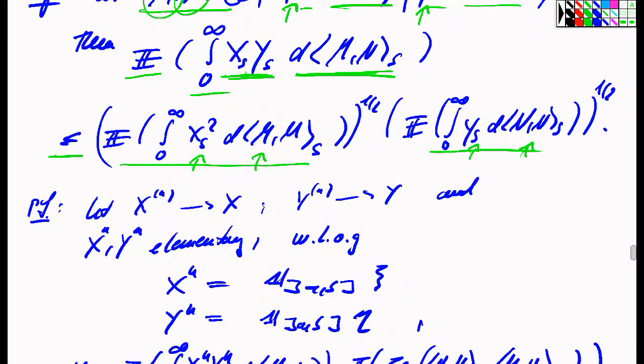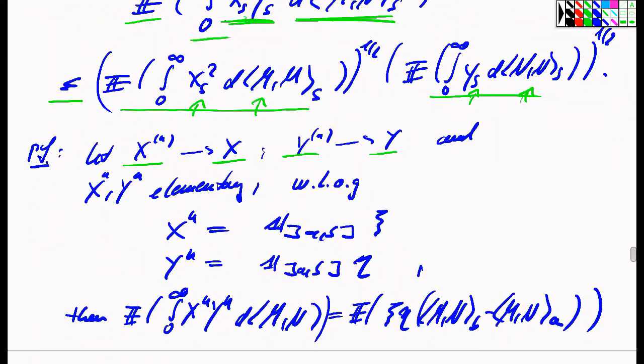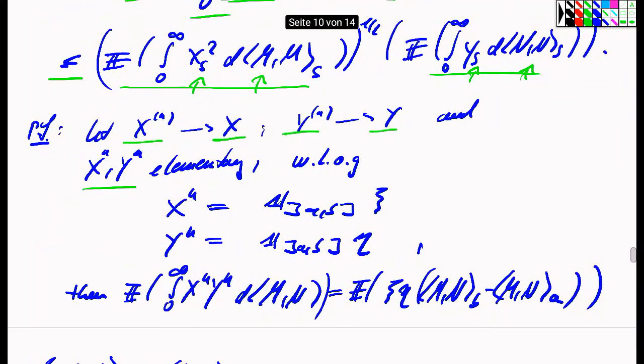Okay, we can prove this, for instance, by considering first these elementary piecewise constant in time processes x_n and y_n, of which we know that for general x and y, they approximate x and y pointwise for all t and omega. So let us therefore reduce the argument to the case that we have these elementary processes which are piecewise constant in time.